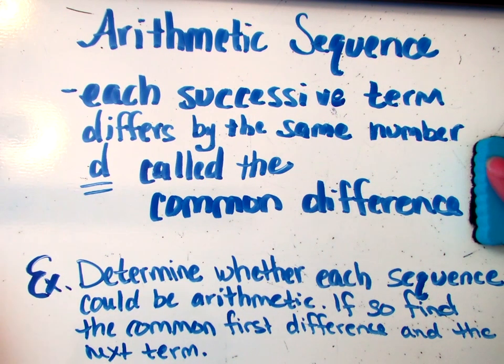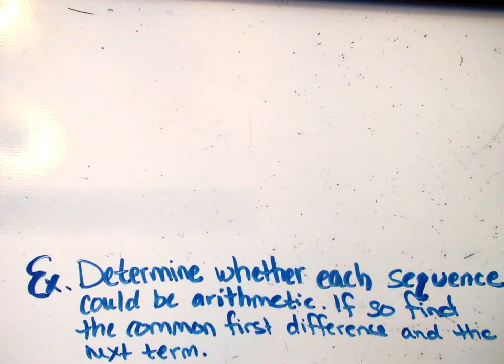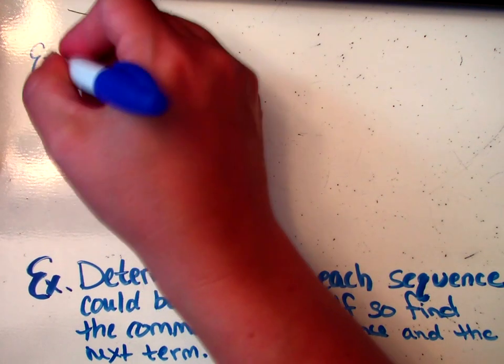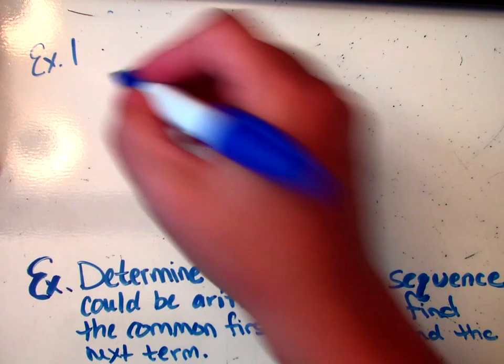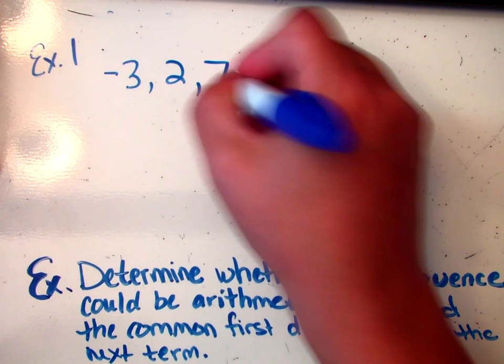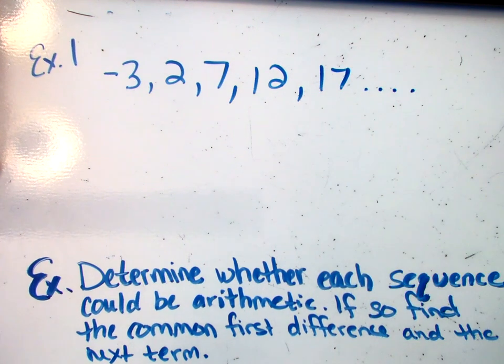In our example, they want us to determine whether each sequence could be arithmetic. If so, find the common first difference and the next term. So our first problem, example 1, they give us -3, 2, 7, 12, 17, goes on and on.